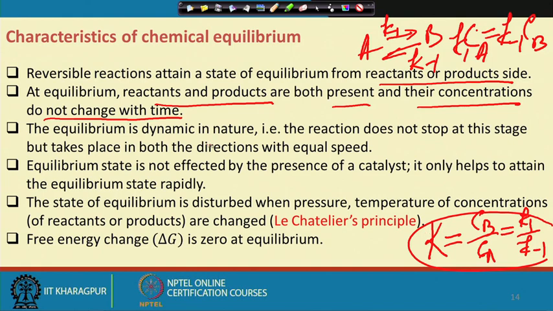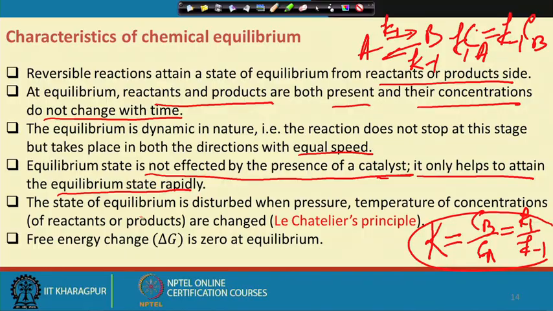The equilibrium is dynamic in nature and the reaction does not stop at this stage, but takes place in both directions with equal speed. The equilibrium state is not affected by the presence of a catalyst. This is very important. It only helps to attain the equilibrium state rapidly. The purpose of the catalyst in a reversible reaction is not to change the equilibrium constant, but to help attain equilibrium at a faster rate.